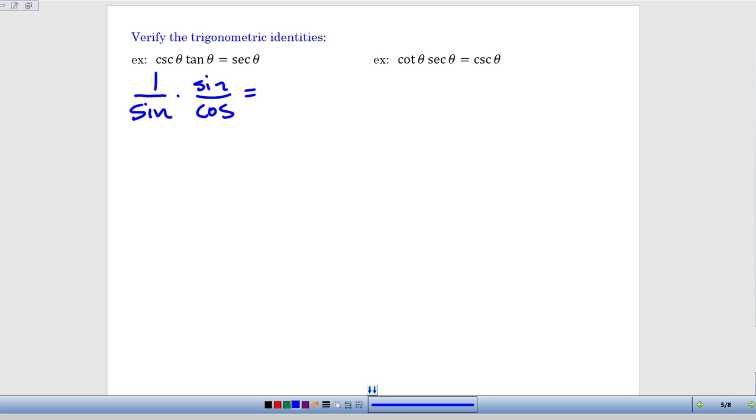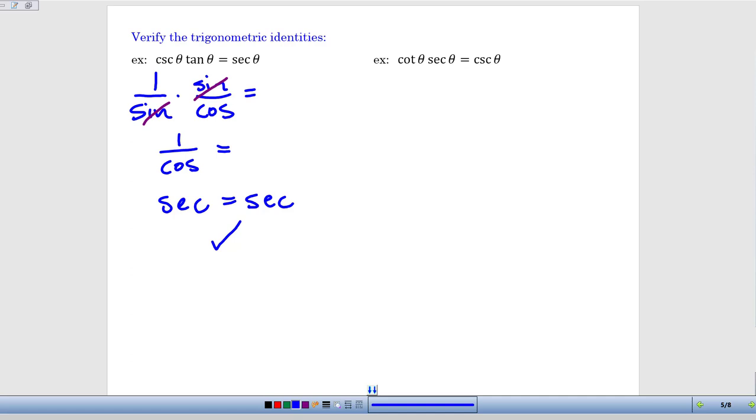And so now that I've rewritten these as sines and cosines, I can see that there's some reducing that I can do. I've got a sine in the bottom and a sine in the top, and so I can cancel those out. And so then I can see that I've got 1 over cosine, which is still left. And then, of course, from our reciprocal identities, 1 over cosine is equal to secant. And so here we have indeed shown that cosecant times tangent is indeed equal to secant.